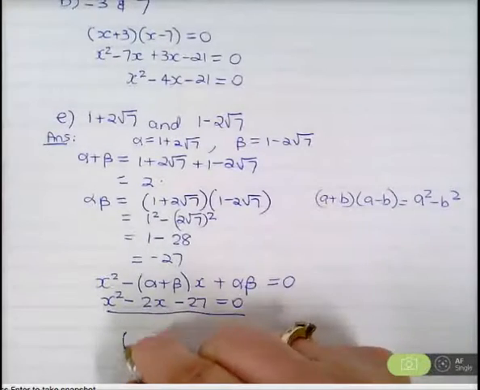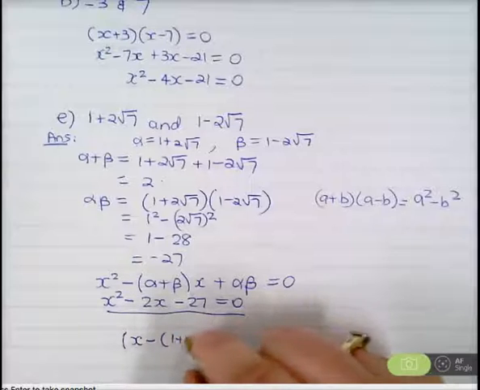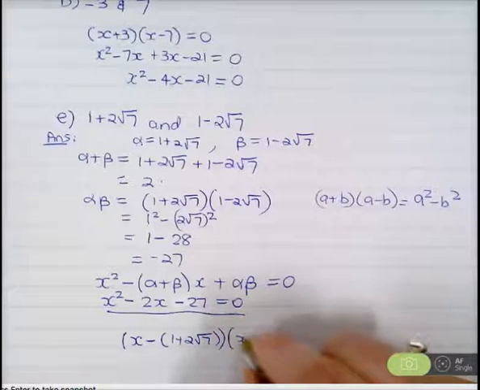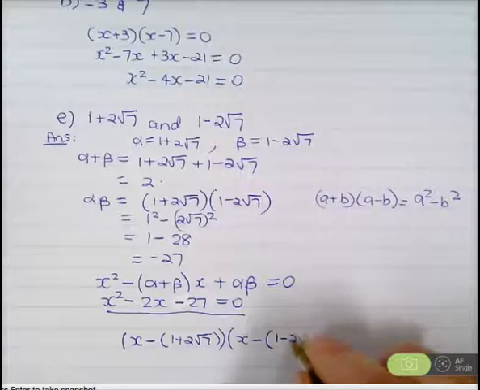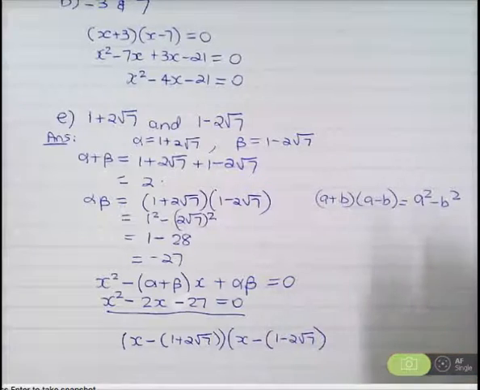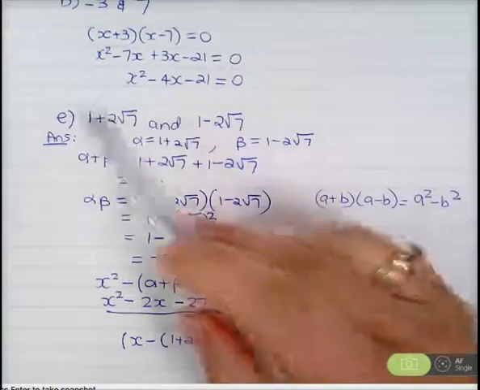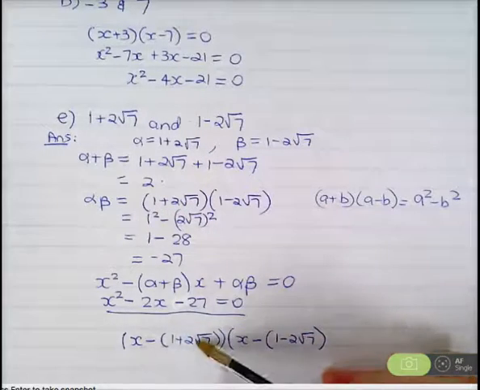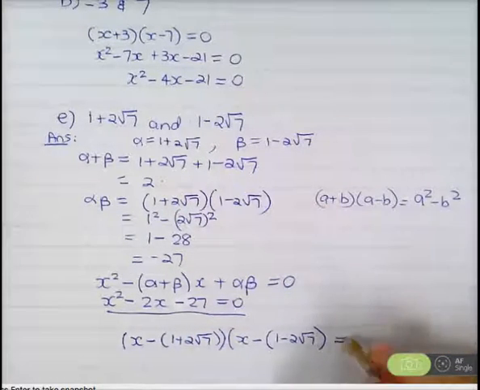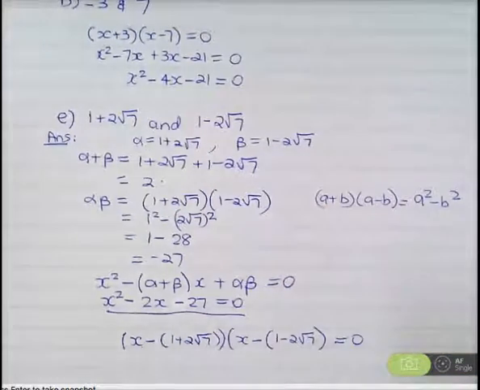The other way was to go and do it like this. It's x minus this one and x minus, oh, but they're both positive. They're both positive, so it is x minus, and then expand it all, but that gets a bit messy.